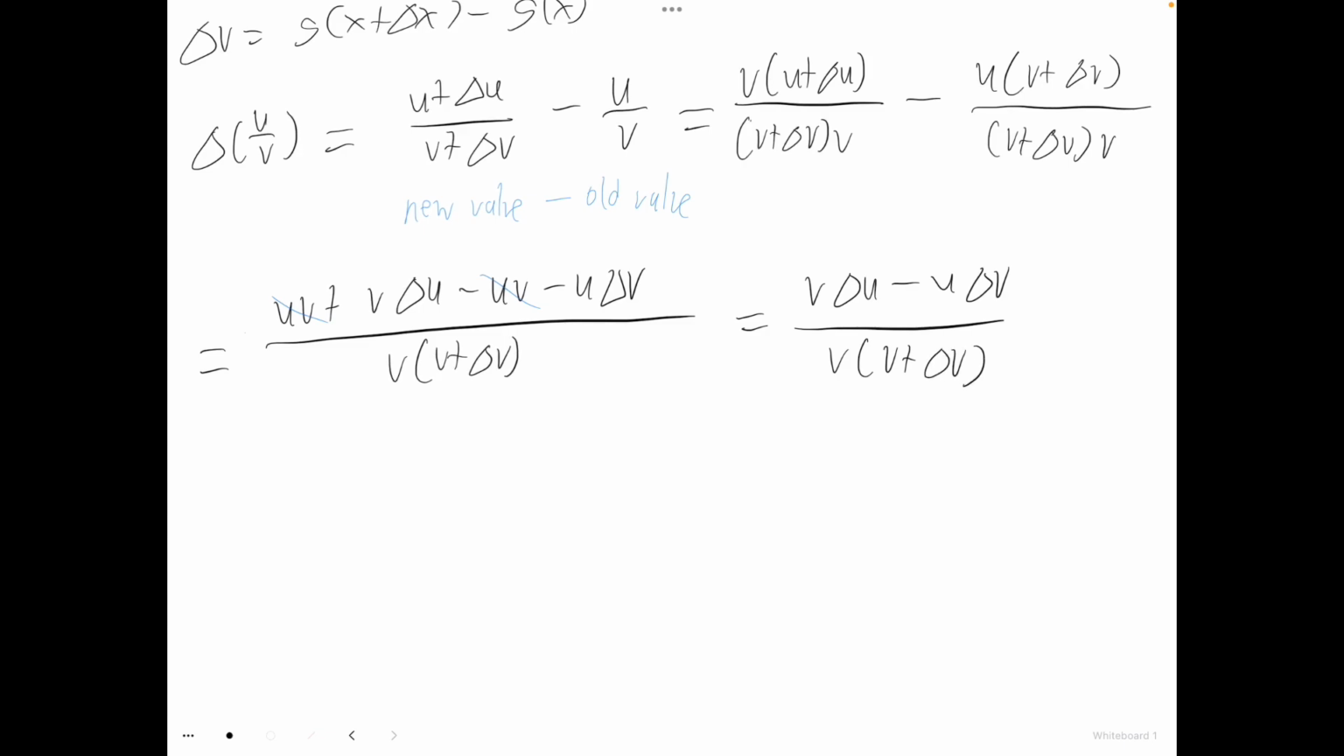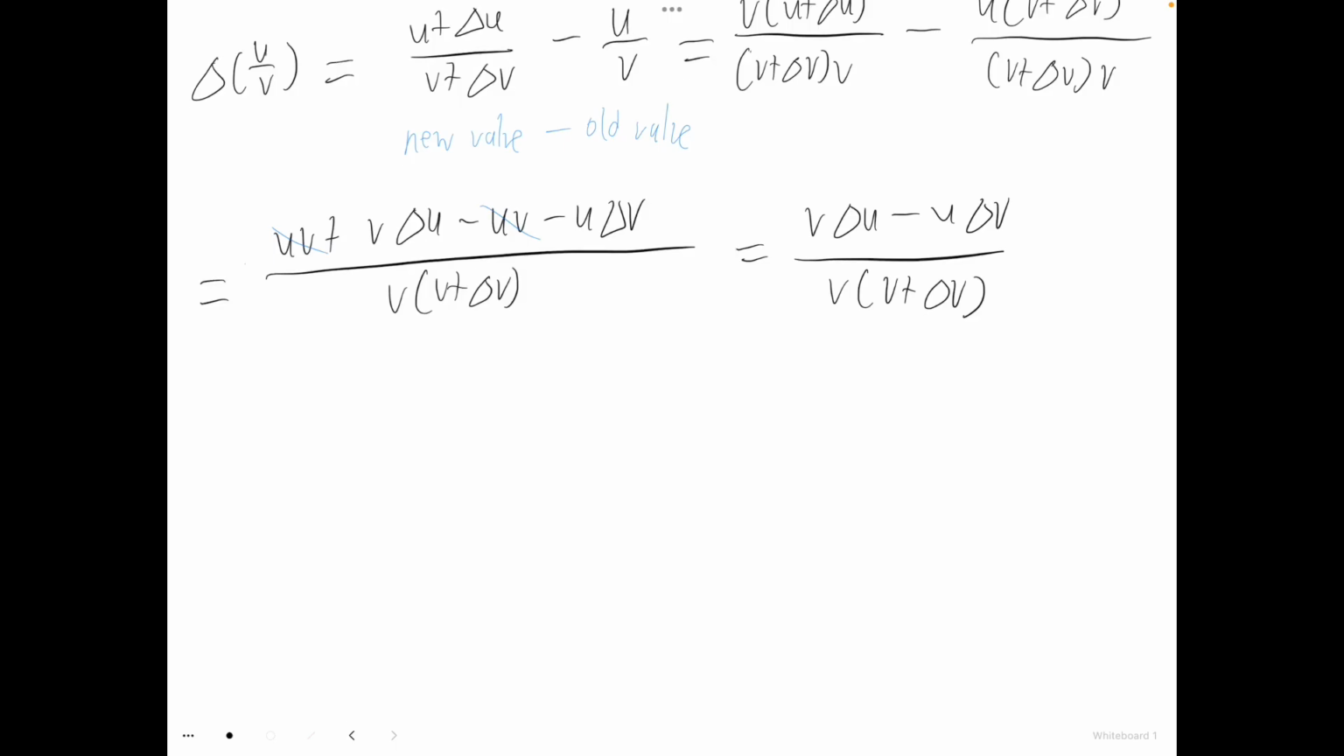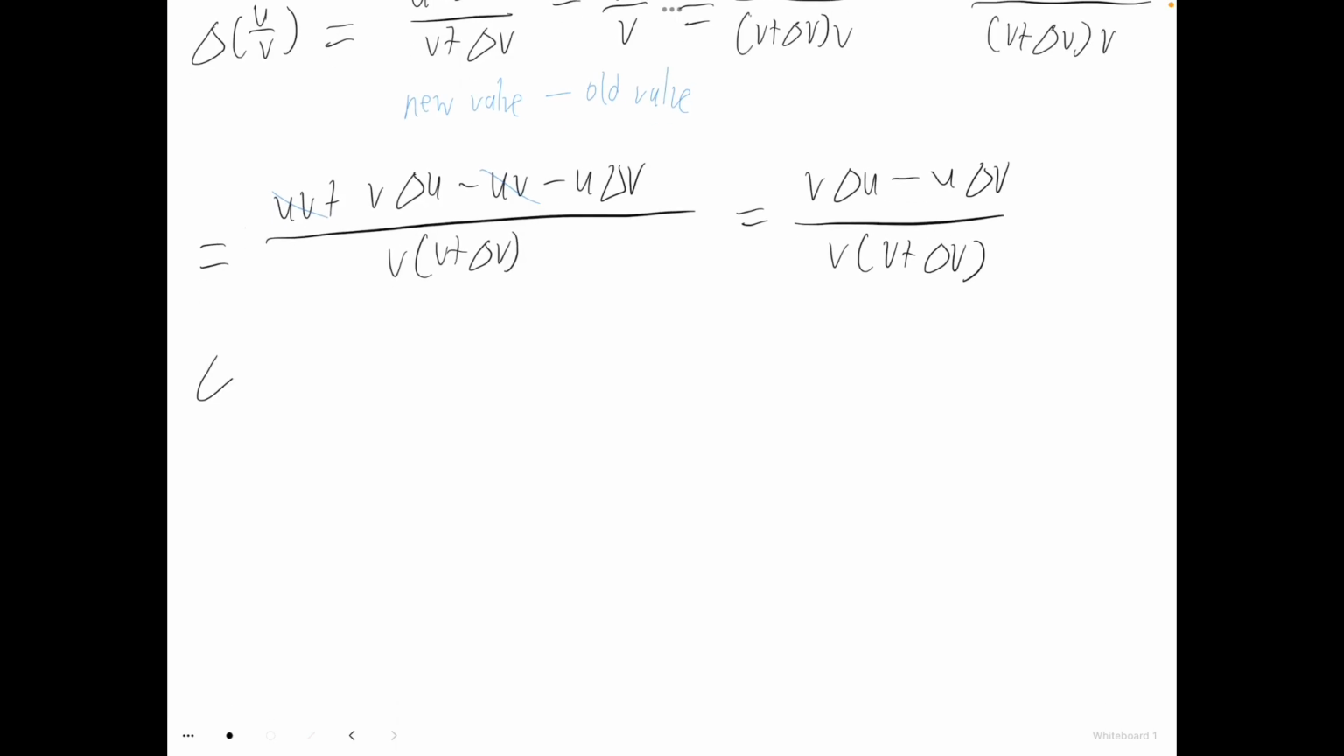But what we're interested in is the rate of change of u divided by v, meaning that we need to divide by delta x, as that's the value that's changing. So we want delta of u divided by v, divided by delta x. So we're just going to divide by delta x. Now, to divide by delta x, it's the same as multiplying by 1 over delta x. So this equals v delta u minus u delta v divided by delta x times v times v plus delta v.